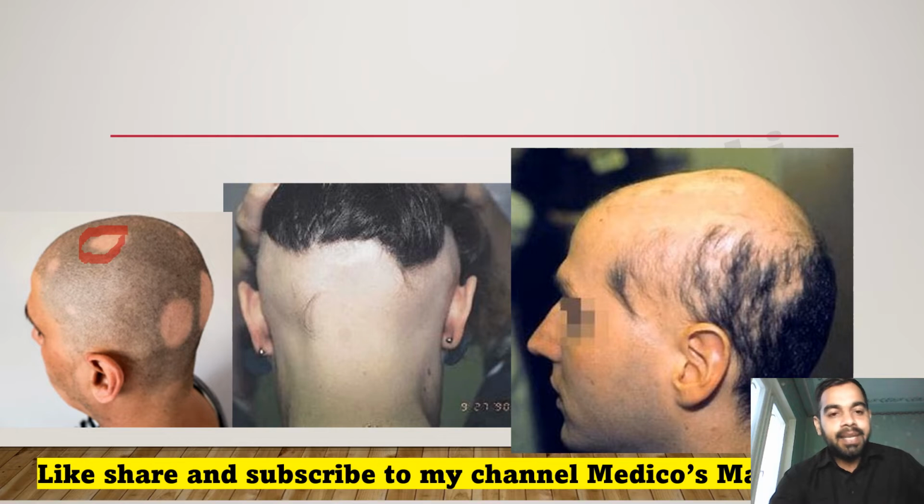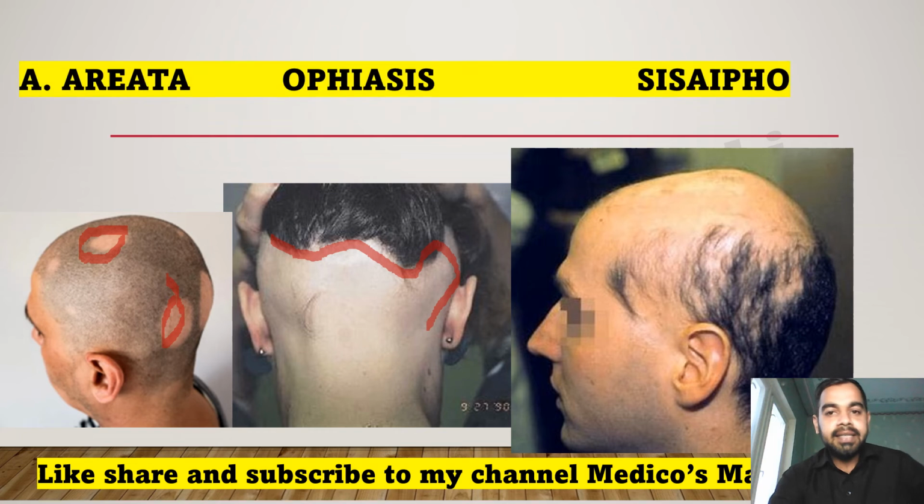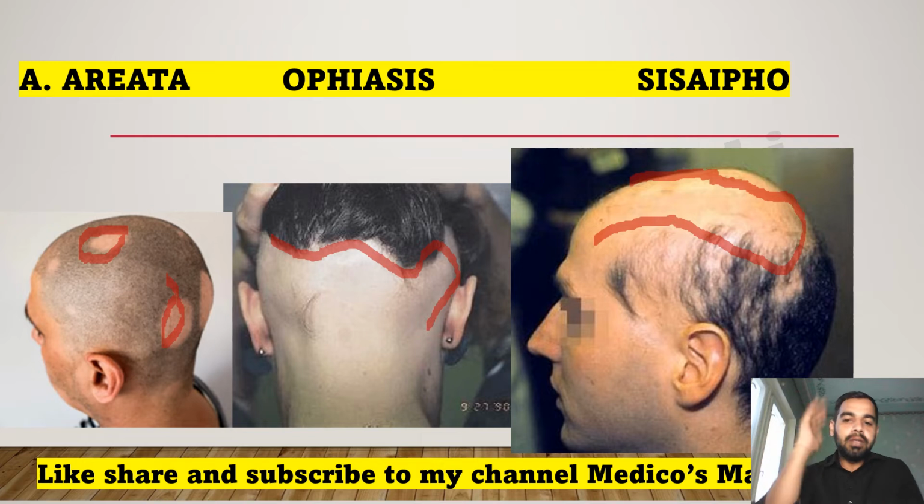Here you can see patchy hair loss in the shape of an oval. The second condition is ophiasis. And the third condition is sisapio (ophiasis inversus). Here you can see hair loss that started from the front line and it is totally gone from the complete frontal area.